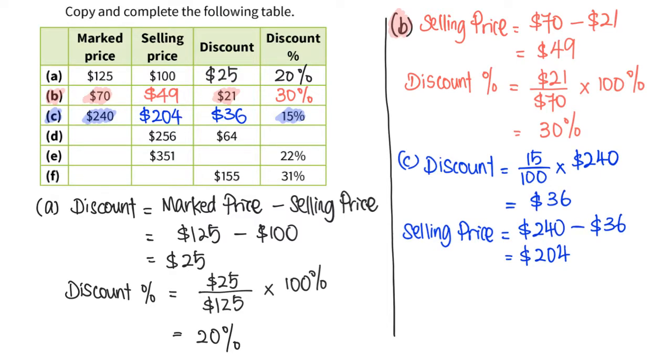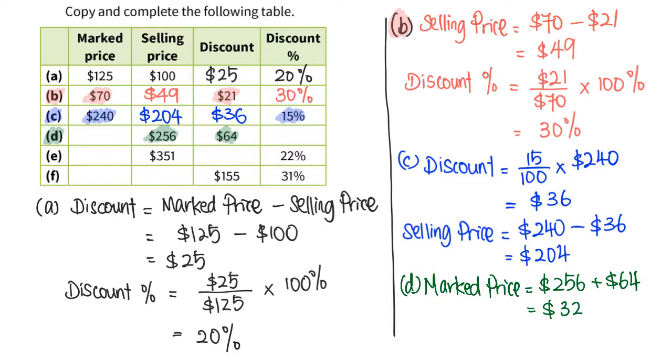Part D. We are given the selling price and the discount. So the mark price is quite straightforward as well. Selling price plus the discount, so what would be the answer? $320. And once I have that, I will be able to get my discount percentage.